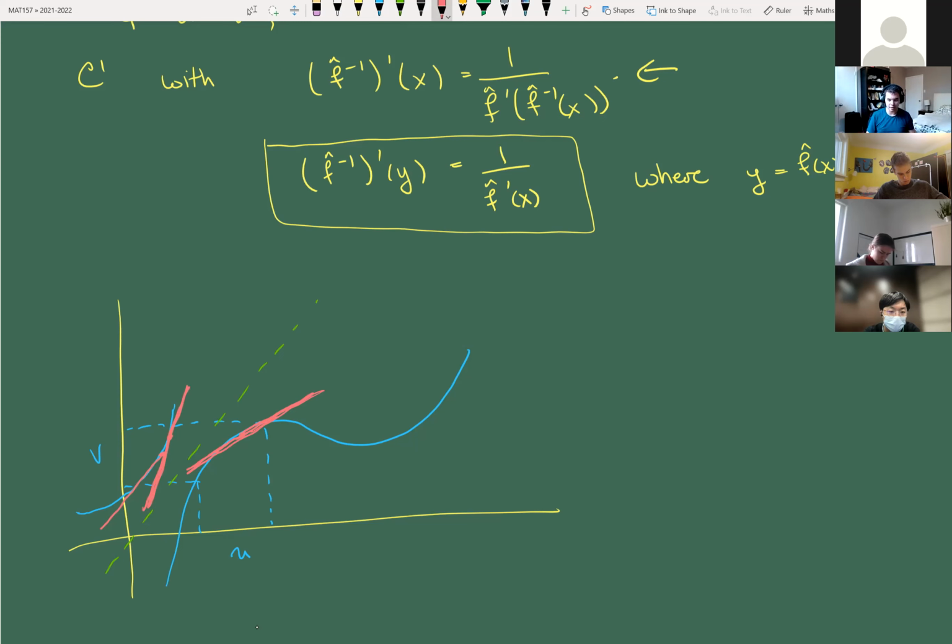I'll redraw this. I'll try and draw it better when we come back. But yeah, that's the idea. So your derivative is increasing. You can take a slice of the function so that it is actually a bijective map. And then when you reflect the graph about the line y equals x, the tangent line slope should change to 1 over m instead of m. Does that make sense? Do you see what the picture there is? Maybe. All right, well, you can think about it.